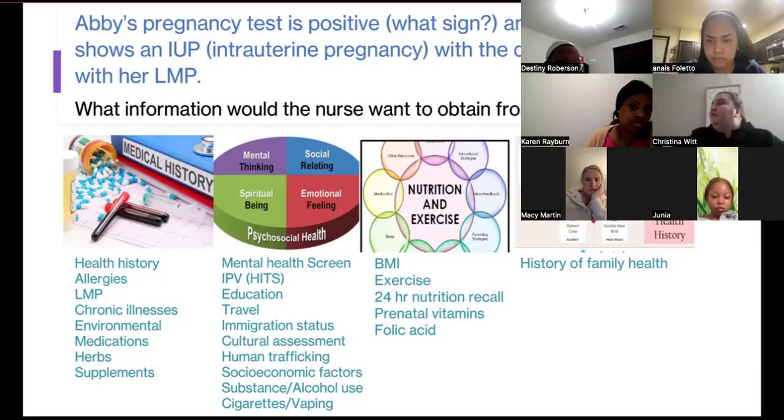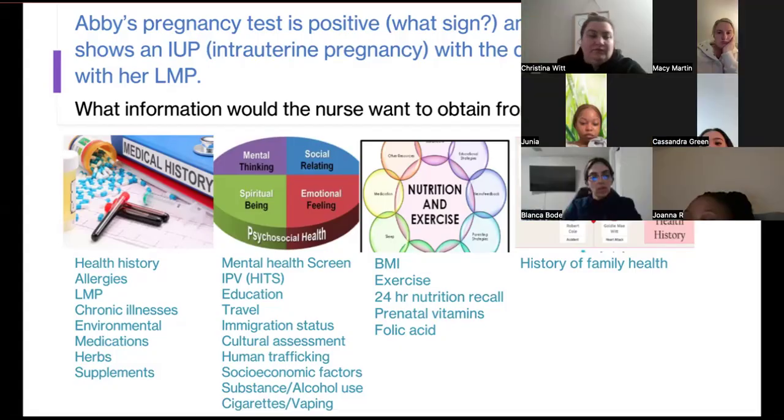Like with working with the Amish patients, we talked about that a lot because they use only herbs and herbal supplements for medication. So, staying away from red raspberry leaf tea until you're over 36 weeks of gestation, staying away from other herbs that can be harmful to fetal development.